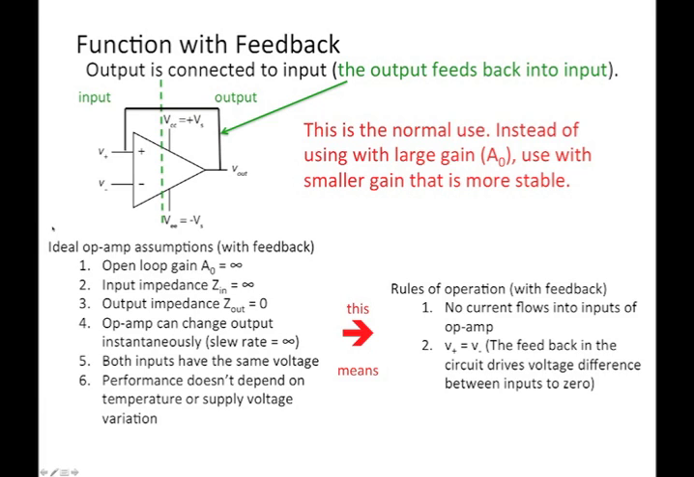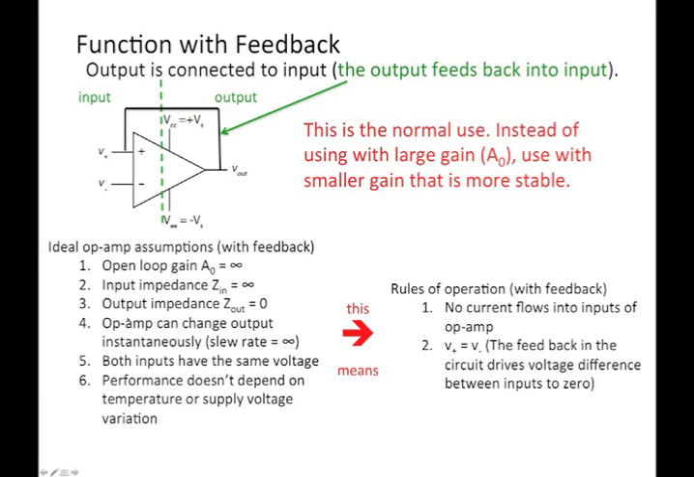The ideal op amp assumptions with feedback are the following. 1, the open loop gain is infinite. Fine, we're not really operating at that, but we assume it's infinite. Number 2, the input impedance is infinite, so that means no current goes into those inputs, V plus or V minus, into the op amp. The output impedance is 0, so that means any current coming out of the output, there's no output impedance. If we model that as a Thevenin's equivalent circuit, the Thevenin resistance would be 0.